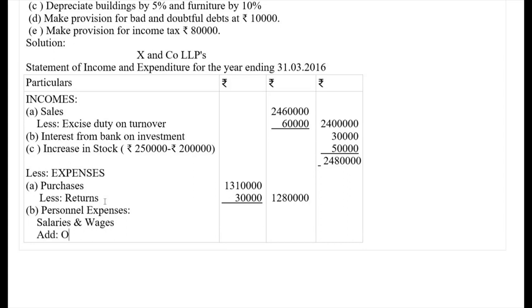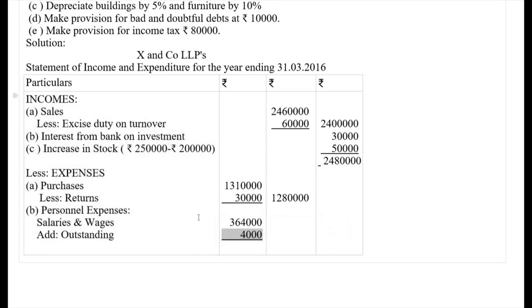So this we should add outstanding. So salaries are given as rupees 3,64,000. To this we should add 4,000. Let me underline here. So it comes here. The sum of this will be 3,68,000.